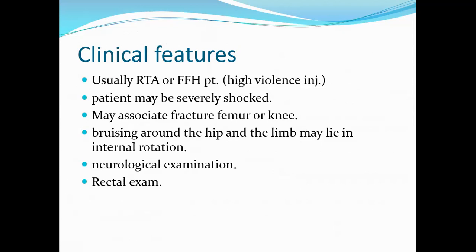Usually patients come with shock, especially hypovolemic shock due to profuse hemorrhage. It may be associated with other fractures, usually fracture femur, whether neck or shaft of femur, and even lower limb fractures. We always see bruising around the hip, and the limb may lie in internal rotation. Neurological examination is essential, and don't forget to do rectal examination.